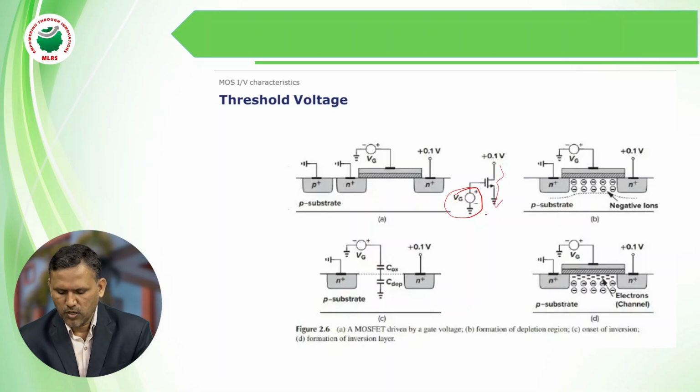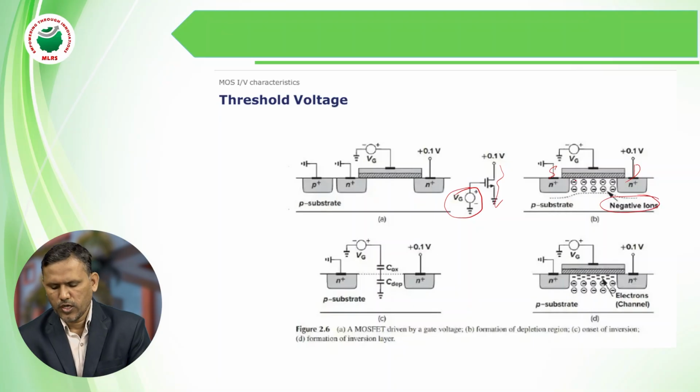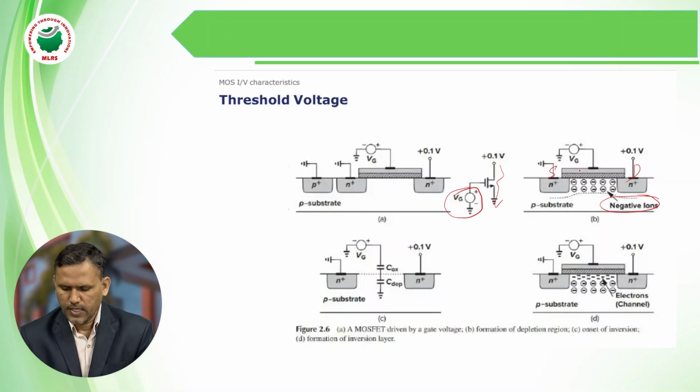That happens because whenever we apply a positive supply to the gate, positive ions are developed in the substrate, between the two N type materials, that is, between the source and drain. Now negative ions are developed due to the positive supply applied to the gate terminal. This is one representation, and another one is as follows.